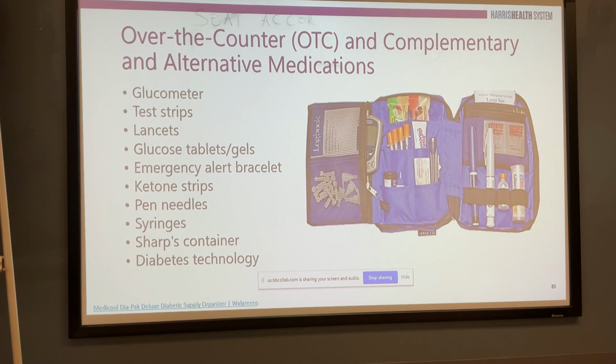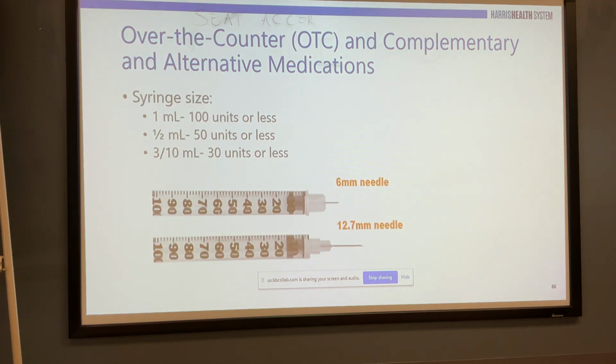Alright, so remember, patients that are injecting, they're going to need a glucometer, test strips, lancets. They might need pen needles, syringes, and they might be eligible for diabetes technology. Diabetes technology includes like your CGM devices and your insulin pumps. So you might see some of these things for patients that are using injectable therapies. So I brought some syringes for us to take a look at.